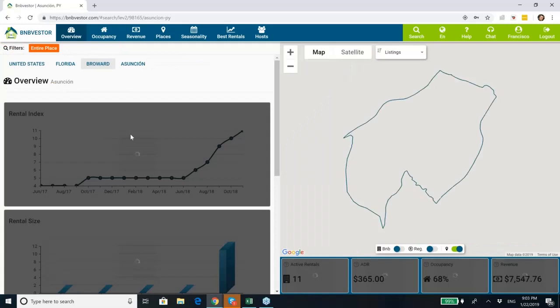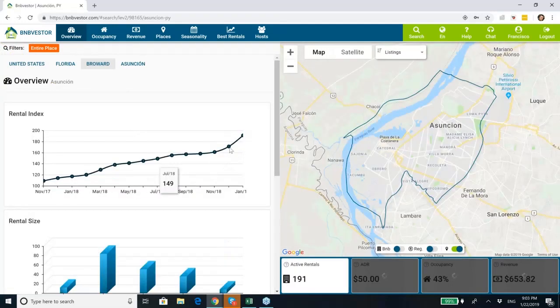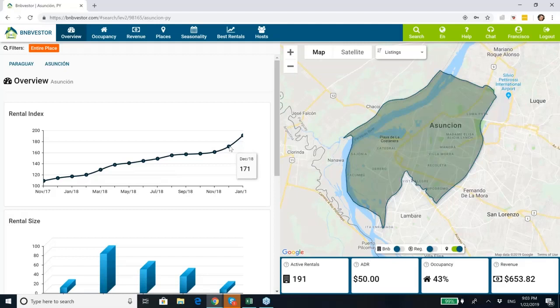And as you can see the growth here, in December there were 171 and in January 191, so it is actually growing a lot. The occupancy rate in the area is really getting better, 43%, compared with the rest of the country, which is lower. $653. As I say, it depends on the country. We will have the comparison between regular rentals and Airbnb.